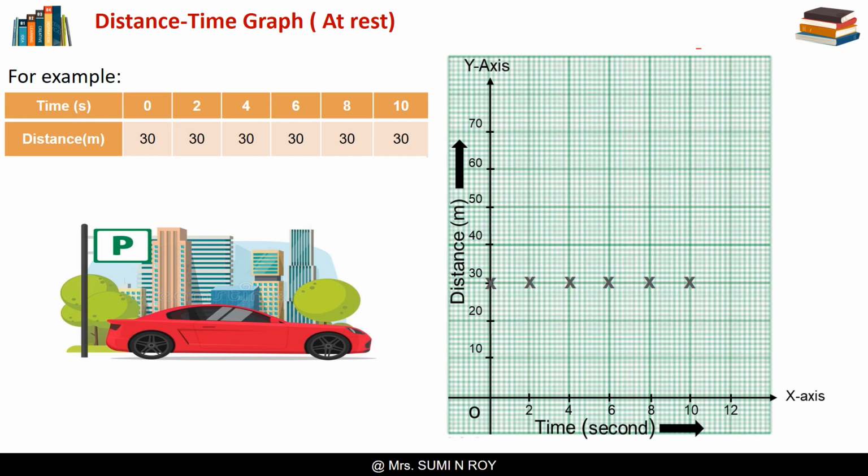Distance time graph for a body at rest. By saying that the body is at rest, we mean that its distance does not change with time. So, the distance time graph for a body at rest is a straight line parallel to the time axis as shown in the figure.